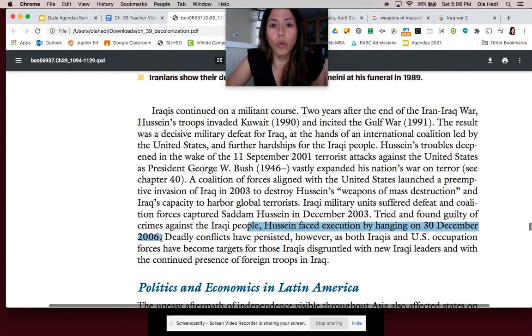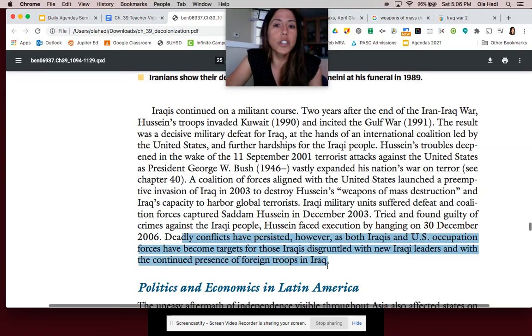but this war was something that we could debate. Whether it was morally correct or not to go to war with a sovereign state is something that we could continue to discuss. And we'll continue to study Iraq and what's happening in Iraq in Chapter 40.